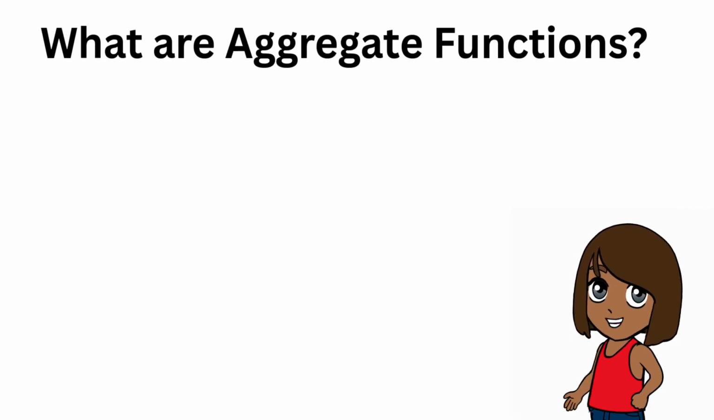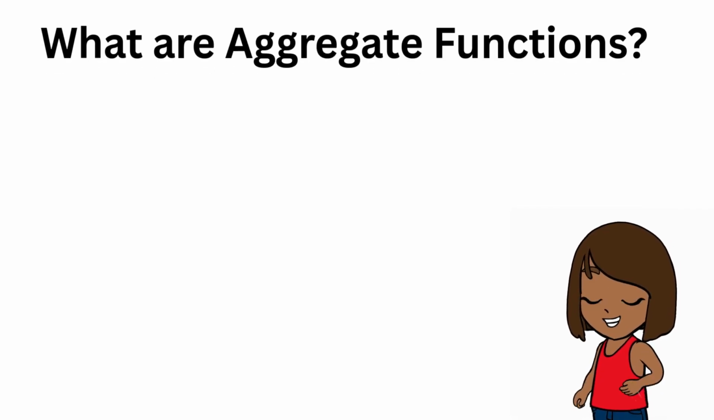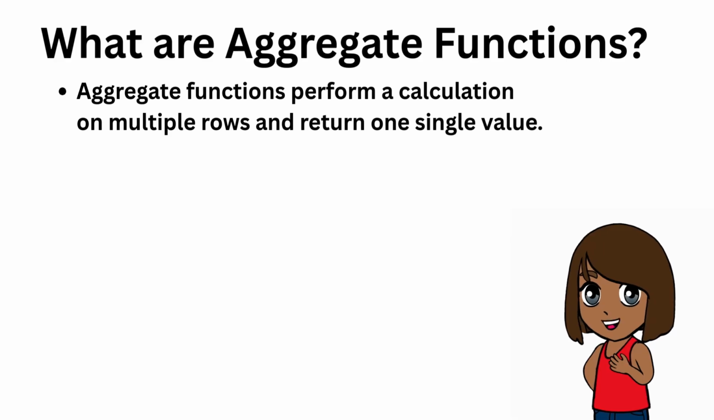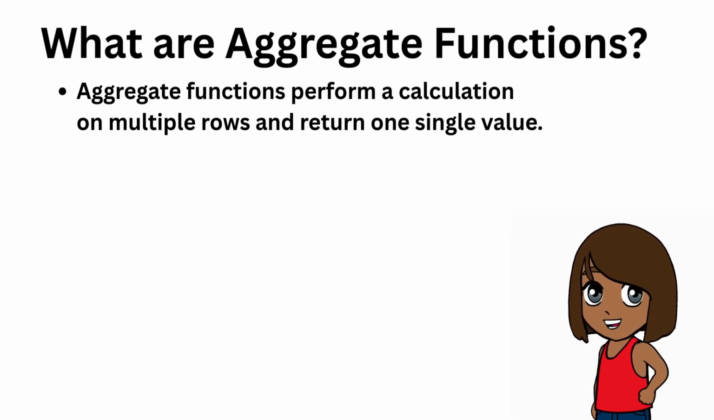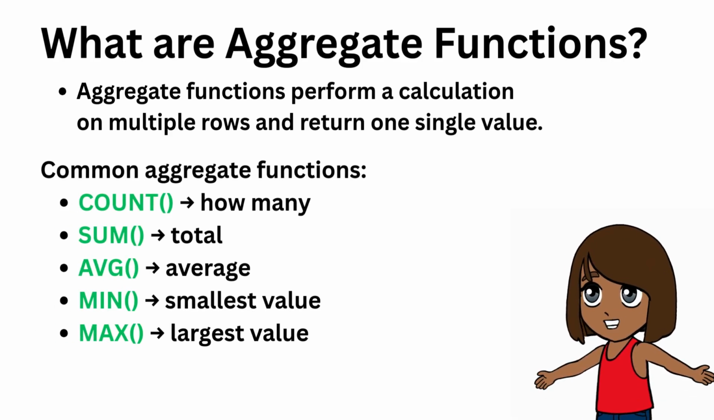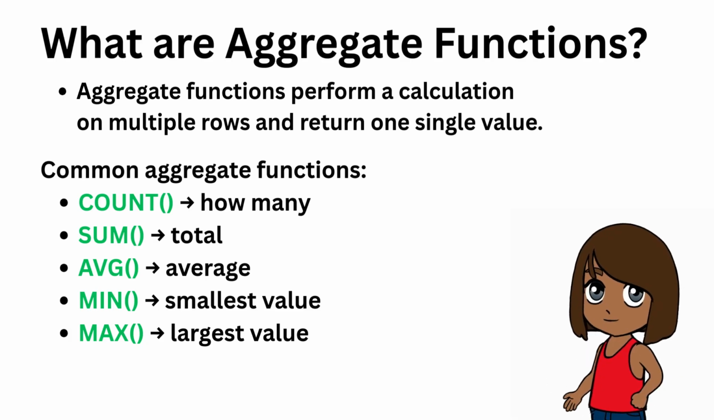What are aggregate functions? Aggregate functions perform a calculation on multiple rows and return one single value. Instead of seeing every row, you get a summary. Common aggregate functions include count, sum, average, min, and max.